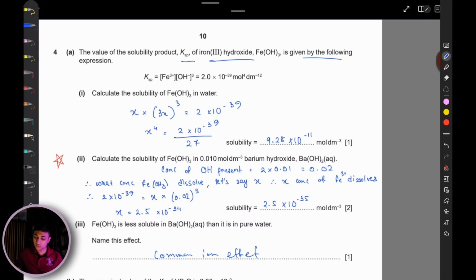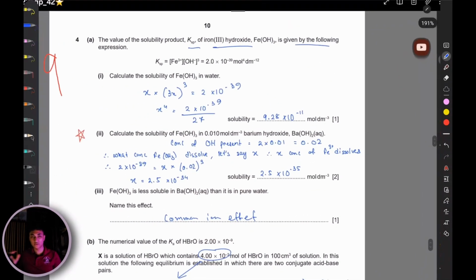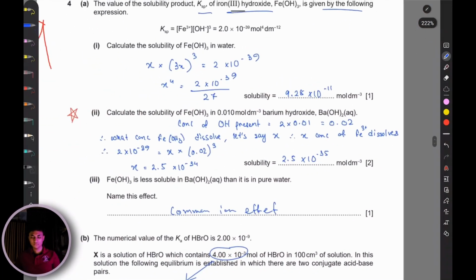So now they're asking you, what is the solubility of iron 3 hydroxide in the new solution where there is already a common ion present? Let's calculate. How do we calculate? The concentration of OH ions present in this solution is going to be twice 0.01. Why? Because if there is 0.01 of barium hydroxide, that means there is 2 times the concentration or 2 times the moles. It is going to be 0.02 mole per dm cube. So the concentration of OH present is 0.02.